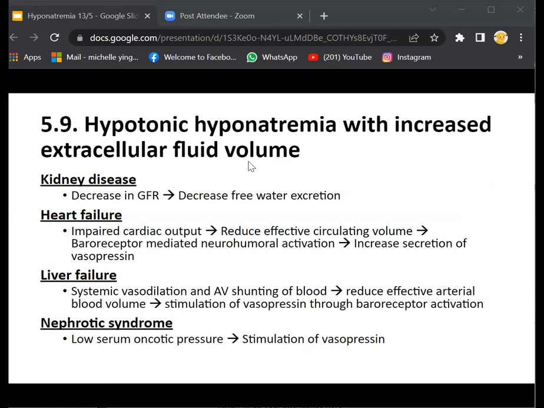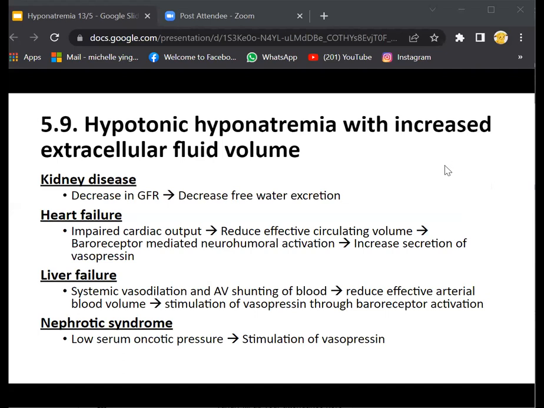Next will be hypotonic hyponatremia with increased extracellular fluid volume. In kidney disease, there will be a decrease in GFR, which will decrease free water excretion. In heart failure, there will be impaired cardiac output, which will reduce the effective circulating volume, which will stimulate the baroreceptor and increase secretion of vasopressin.